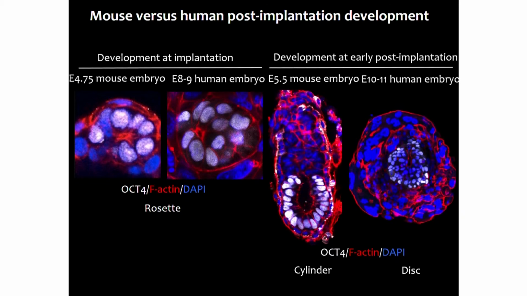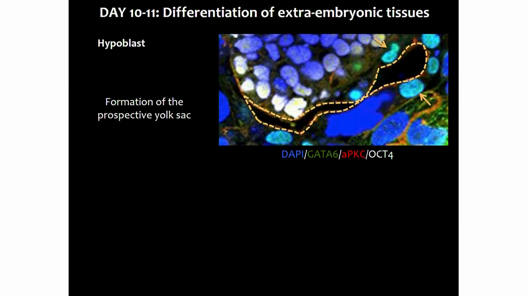So here you can see a mouse post-implantation embryo with the typical cylindrical shape, and this would be a human embryo with the disc shape that we have cultured in vitro. And then we also observe the formation of the yolk sac that I mentioned is derived from the hypoblast. So you can see here these GATA6 positive cells that are surrounding this second cavity, the yolk sac cavity.